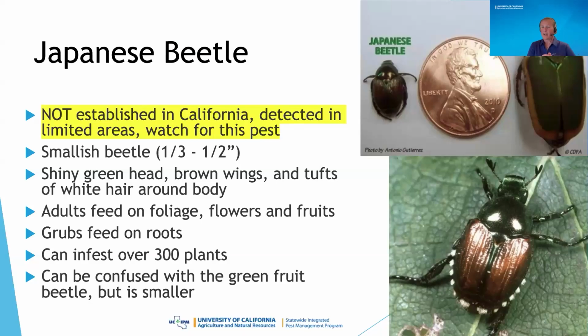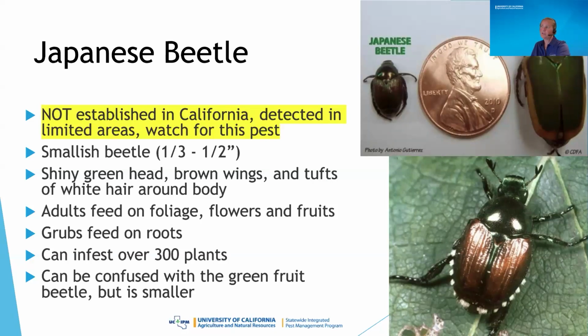One pest we want to make sure we highlighted today is also the Japanese beetle. This is another pest that is not established in California. It has been detected in limited areas, but again, it is not established in California, and it has been eradicated when it has been detected. Please watch for this pest.